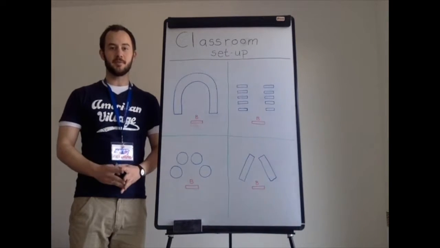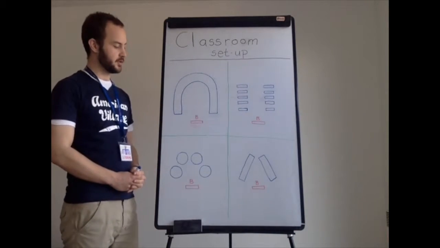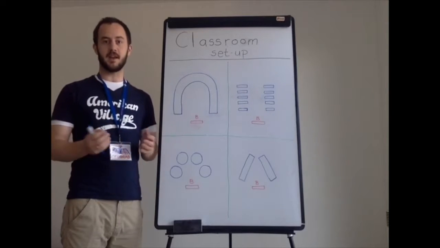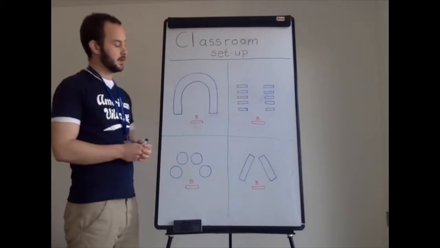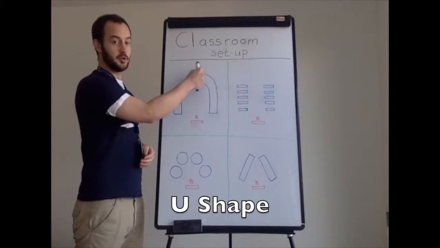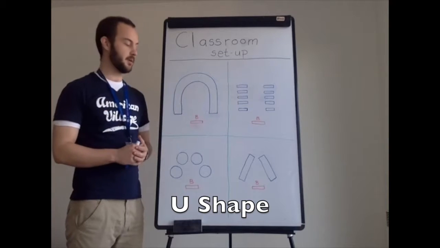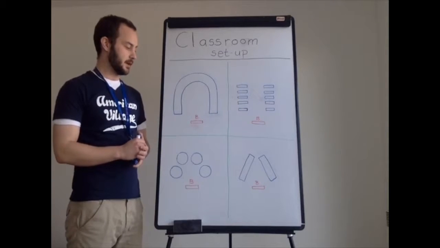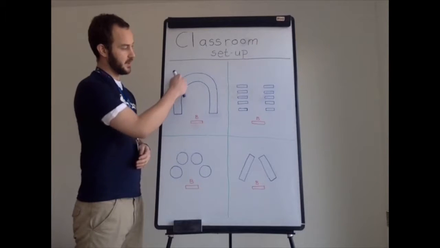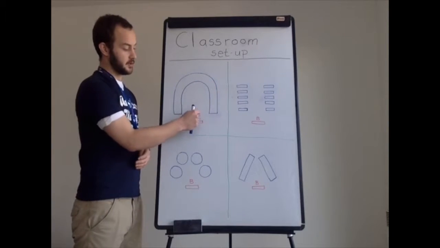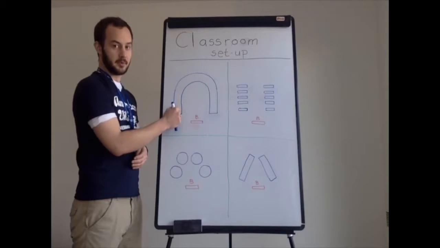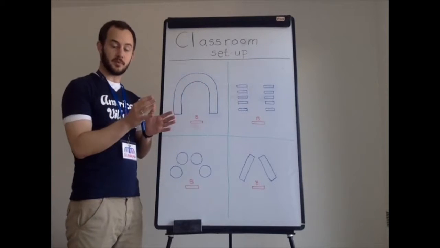Hi guys, it's Geronimo from American Village, and I just want to show you some different ways that you can set up your classroom depending on the room size and the furniture available. Now, most of you would probably be aware of the classic U-shaped classroom that's very popular in English teaching. As you can see here, your board is in the center and you arrange the desks in a U shape so that you're always in the center and you can talk to all of the campers without having to move too much.